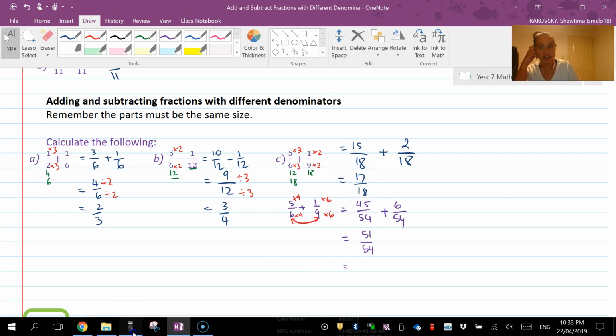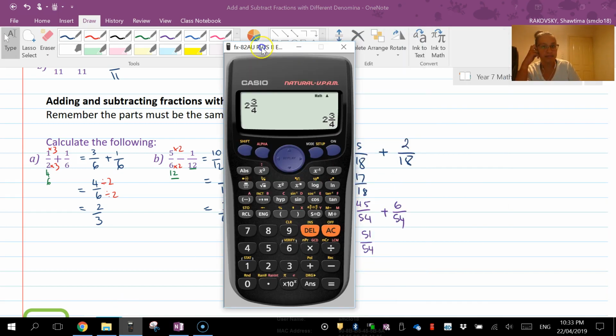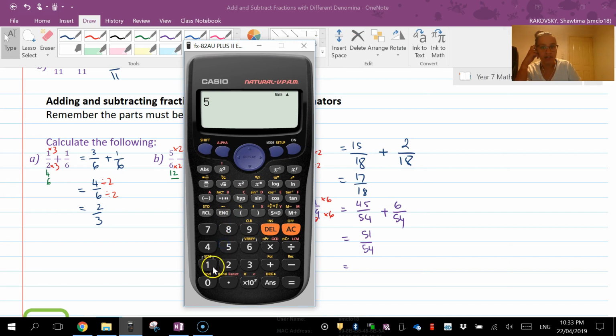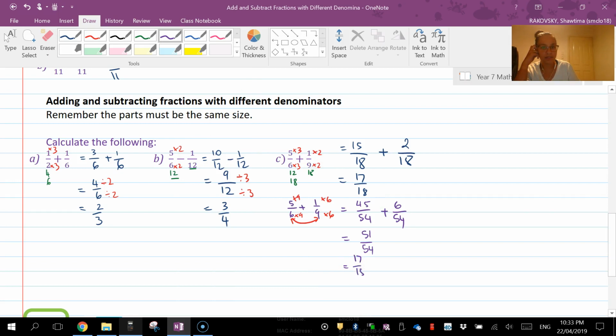I'm just going to use the calculator to do that. 51 divided by 54. Look at that. See? 17 over 18. So it gives us our simplified version. So you can see here, both methods will get us to the answer. This one here is just using lowest common multiples because it's easier to factorize. And this one here, you might have to simplify afterwards.